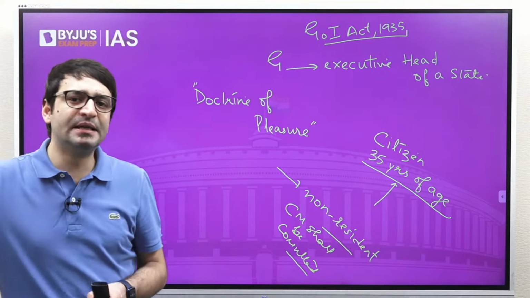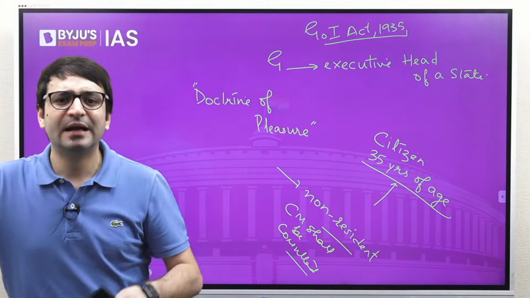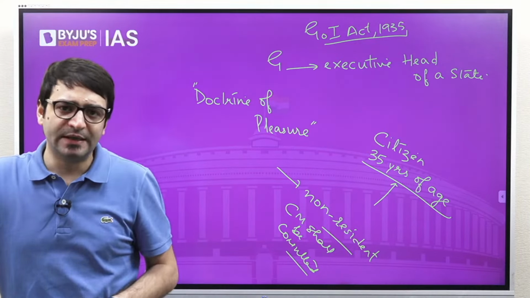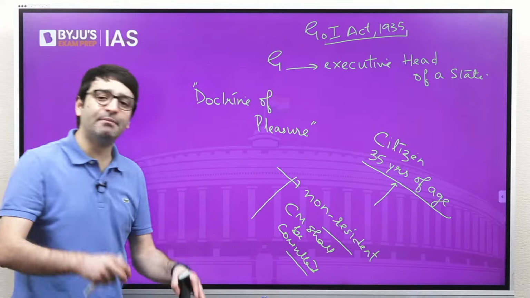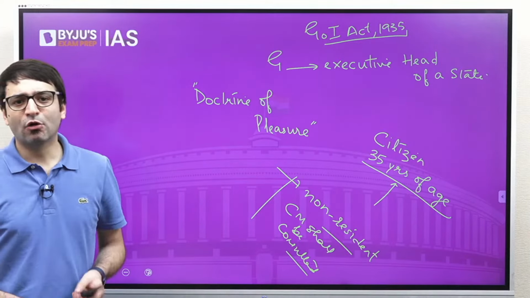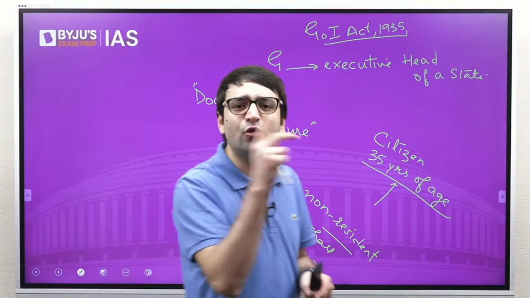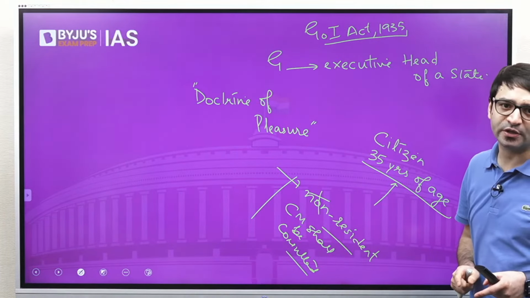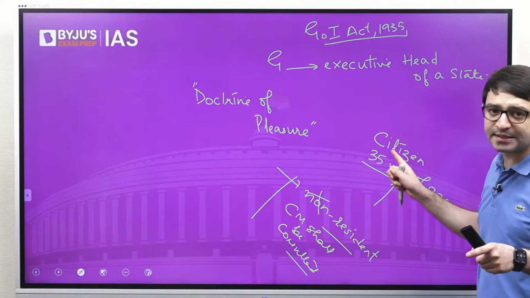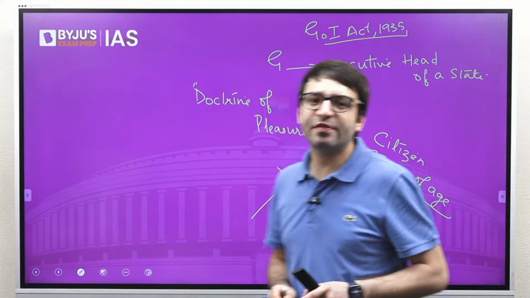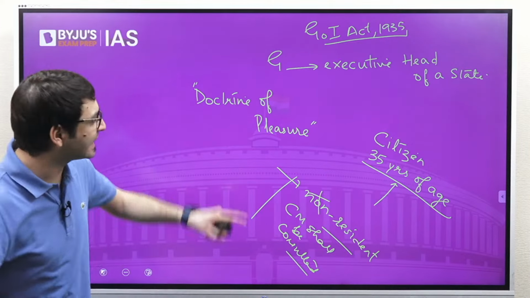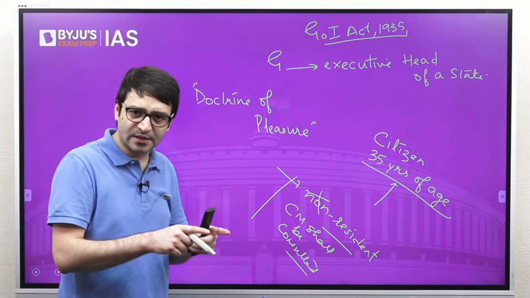But please remember, these are only conventions, unwritten rules. These rules are not mentioned in the Constitution. That is why these conventions have been violated as well. The Constitution only talks about two qualifications. If you are a citizen of India and you have completed 35 years of age, then you are qualified to be appointed as the governor of a state by the president.